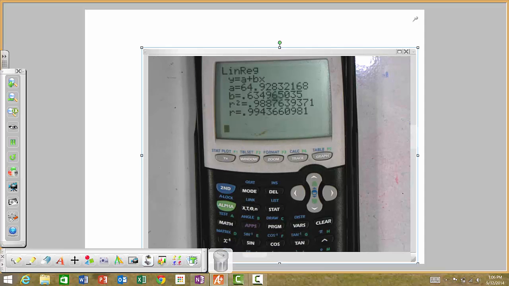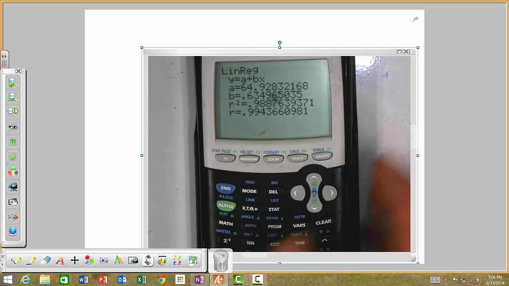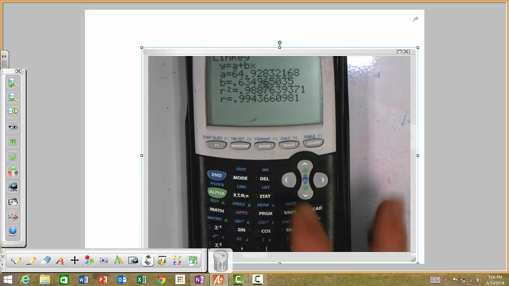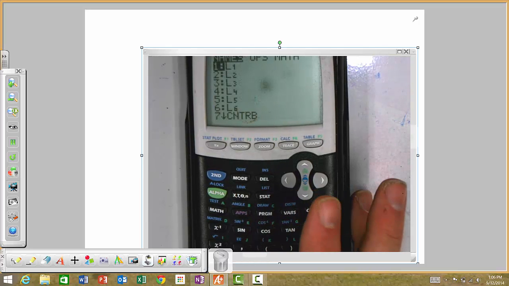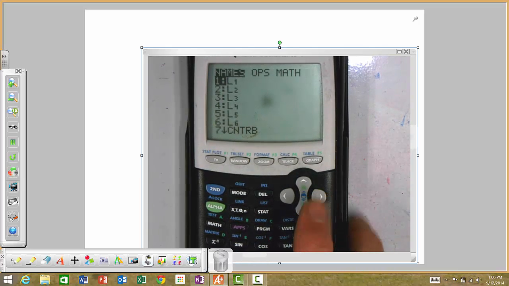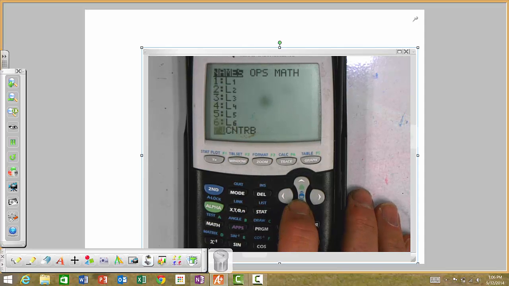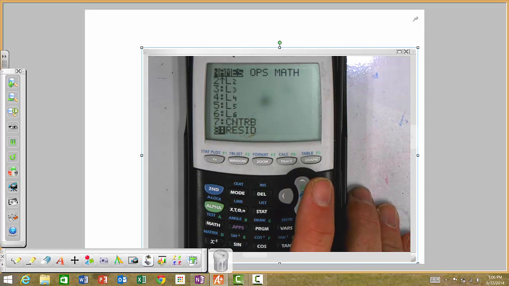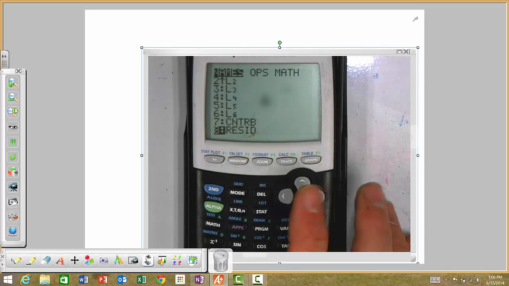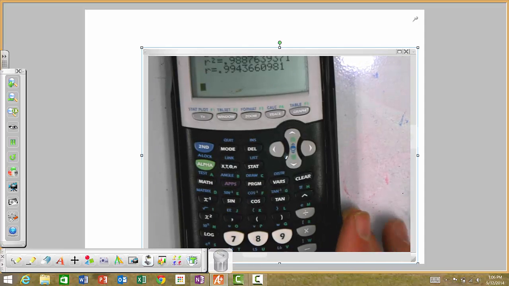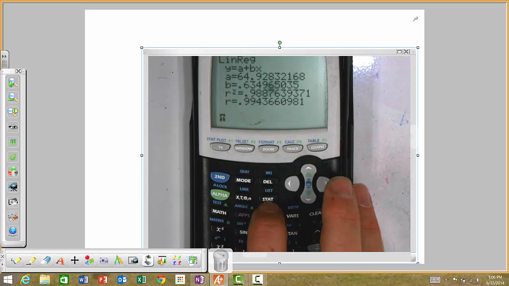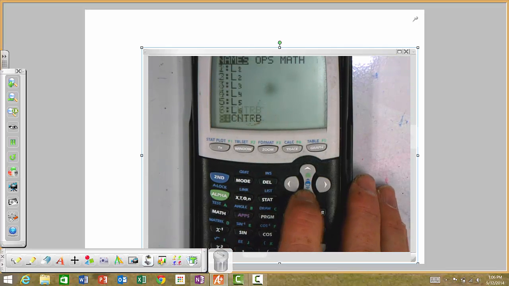Now, what the calculator also did, which you can't see right now, is it already created a residual for every one of your x's. And the way you find the residuals is you press second and list. When you press second and list, it will show all of your lists, and there is a resid. The resid is actually your residuals. What we're going to do is store those residuals in L3. So I'm going to exit back out of here. Oops, no, I don't want to exit out of there. I'm going to go to residuals.